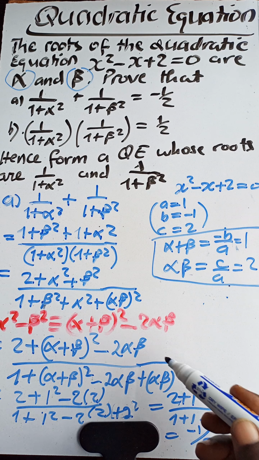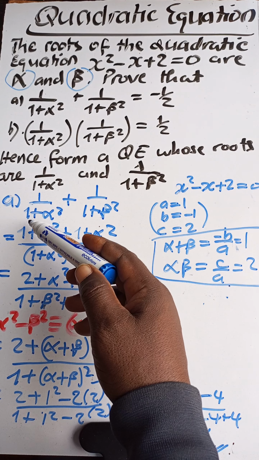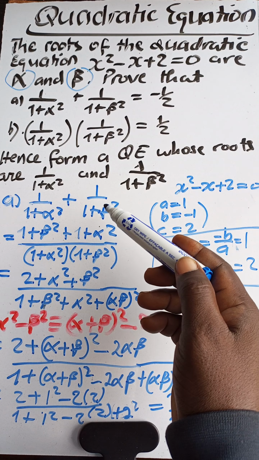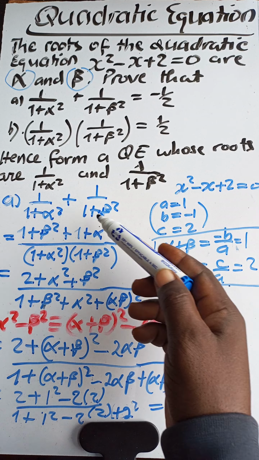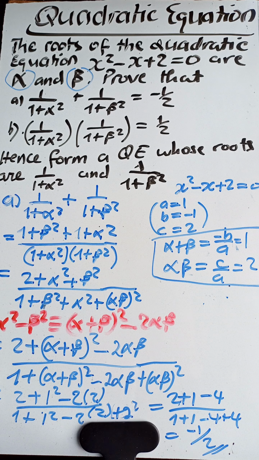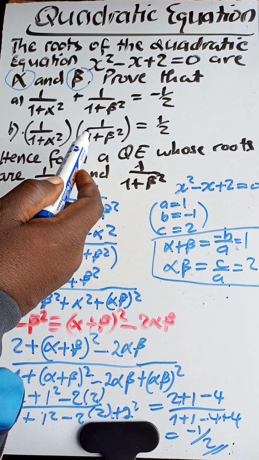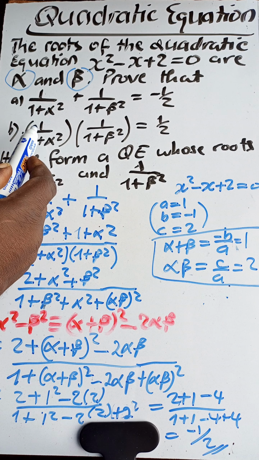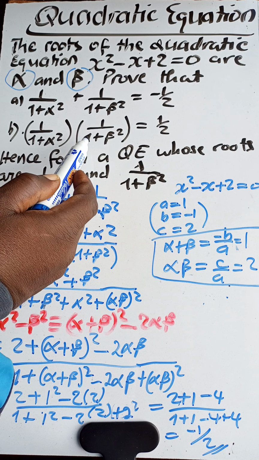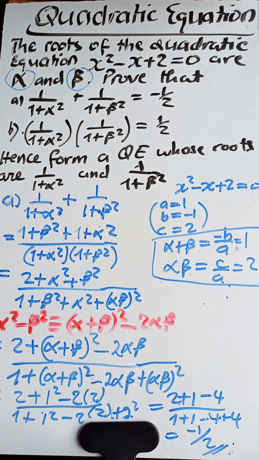Okay, so we have shown the first part. The first part is 1 all over 1 plus alpha squared plus 1 all over 1 plus beta squared. We have shown that this sum is actually negative half. Now we want to proceed to show the second part, which is 1 all over 1 plus alpha squared into 1 all over 1 plus beta squared. We want to show that this product is a half.